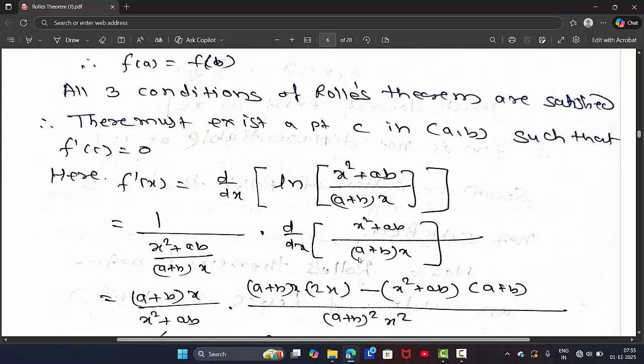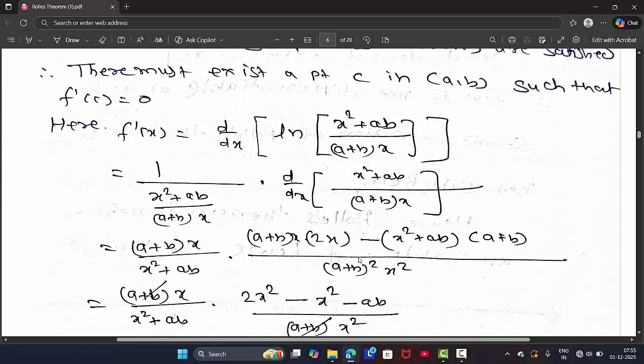We shall try to calculate f dash x. f dash x equal to d by dx of log of (x square plus ab) divided by (a plus b) into x. Derivative of log of x is 1 by x. Therefore, derivative of this term is 1 divided by (x square plus ab) divided by (a plus b) into x, into the derivative of this bracketed term, that is the derivative of (x square plus ab) divided by (a plus b) into x. The first term can be written as (a plus b) into x divided by (x square plus ab), into.